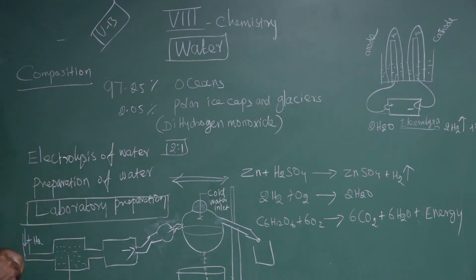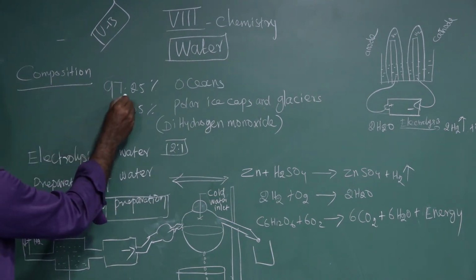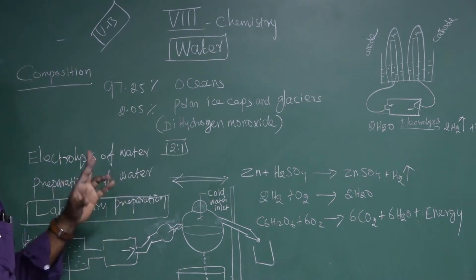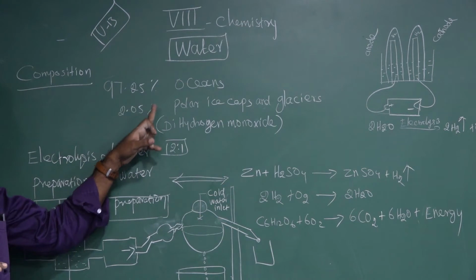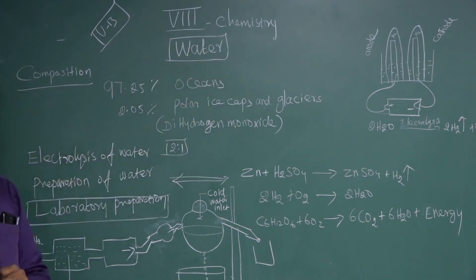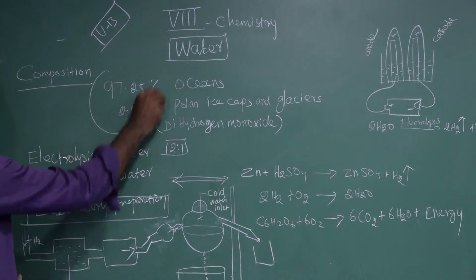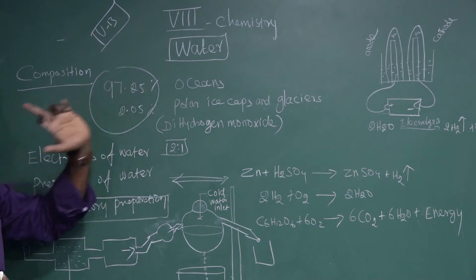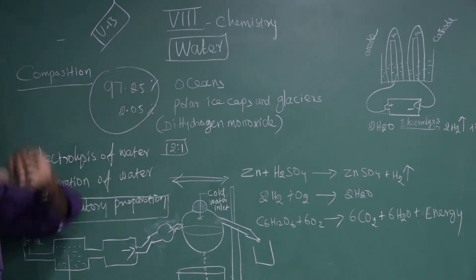In nature, 97.25% of water occurs in the oceans. Then 2.05% is in polar ice caps and glaciers. So these two cannot be used. It is in the oceans and in the polar regions.